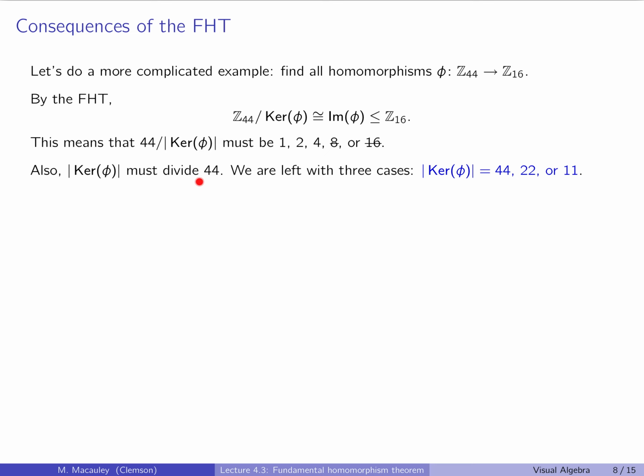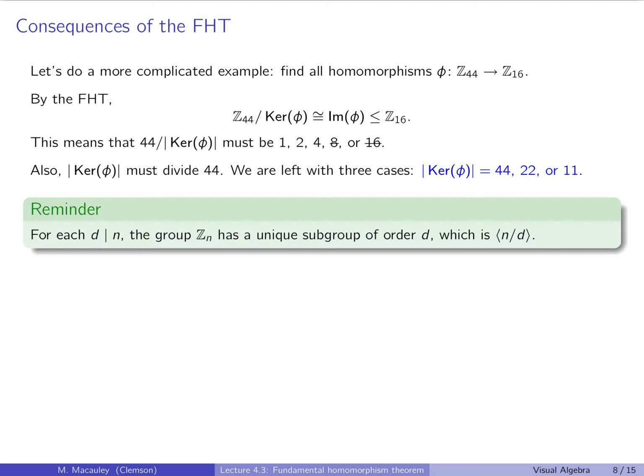Since the kernel must divide 44, the only three cases of the size of the kernel are 44, 22, or 11. That's 44 divided by 1, 44 divided by 2, and 44 divided by 4. Now, a quick reminder: for each divisor d of n, the cyclic group Zn has a unique subgroup of order d, which is generated by n over d. If you're a little rusty in this, I think by the time we finish this example, it'll come right back. Let's consider these cases one by one.